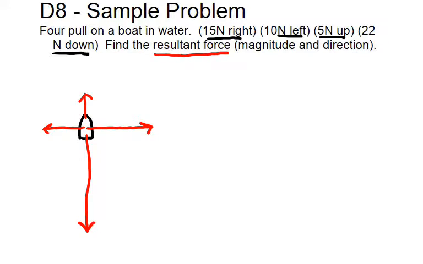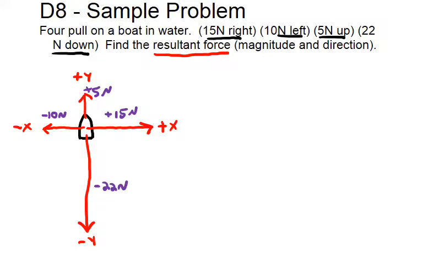So as we consider that, and this is a top-down view, we can set up our coordinate axis, positive x, positive y, negative y, and we can place our values there. So for the one to the right here, 15 newtons is a positive force to the right, and then the 10 newtons to the left would be negative 10 newtons. And then we have 5 newtons up, positive 5 newtons, and then negative 22 newtons down.